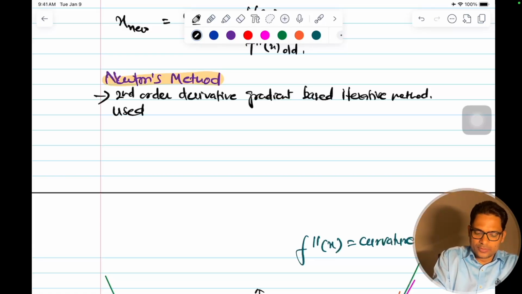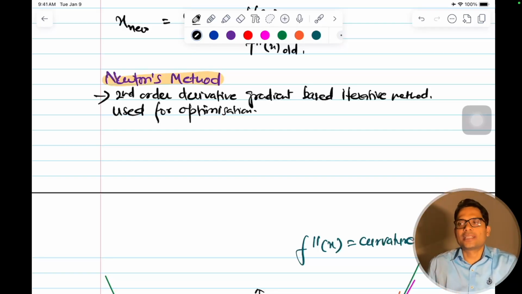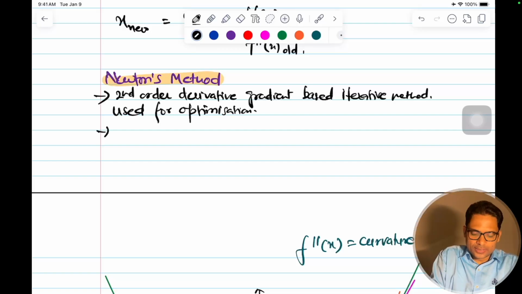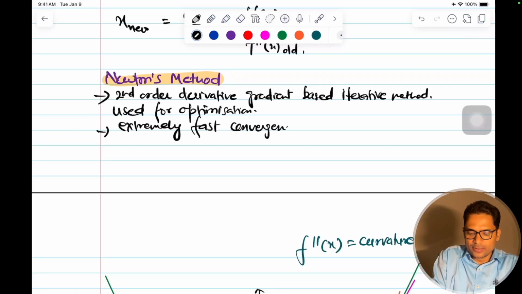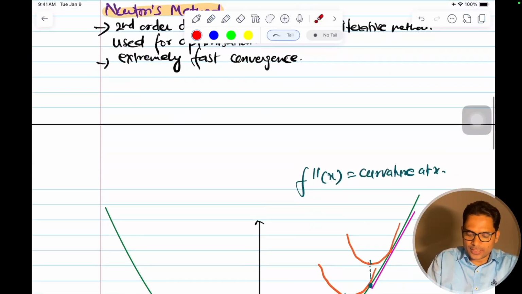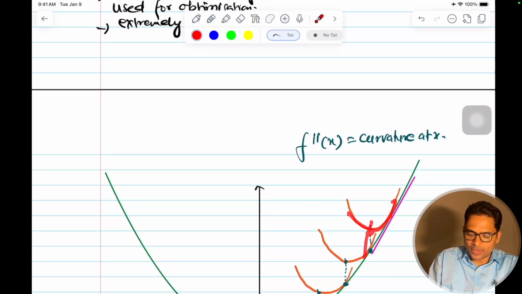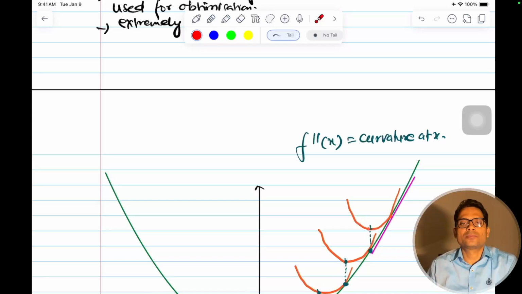It is used for optimization. Here I use both first and second derivative, and it is known for its extremely fast convergence, because we saw how it is jumping to the next point just by creating the parabola and jumping to the bottom of the parabola using the curve, and then it just comes down. This is why it's so fast.